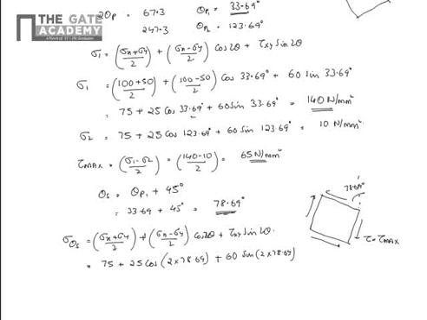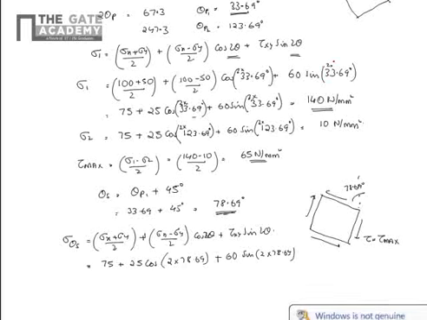Sorry, here I made a small mistake. This is actually not 33.69. It is 2 into 33.69 degree because it is 2 theta. Similarly, here also it is 2 into 123.69 degree. Pardon me, because the equation has 2 theta here. So what will this come out to be? It will be 75 plus 25 cos 2 into 78.69 plus 60 into sine 2 into 78.69.